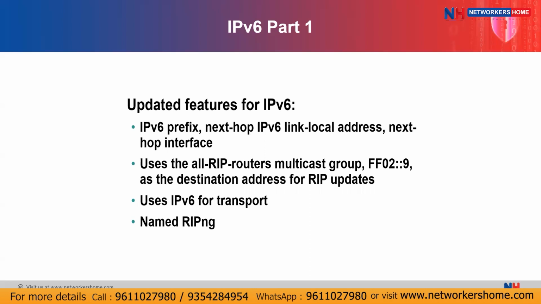This information uses the all RIP routers multicast group. In IP version 4, RIP version 2 joins 224.0.0.9. Here FF02 is reserved for multicast, double colon 9. All destinations use IP version 6 for transport, and it is named RIP next generation.